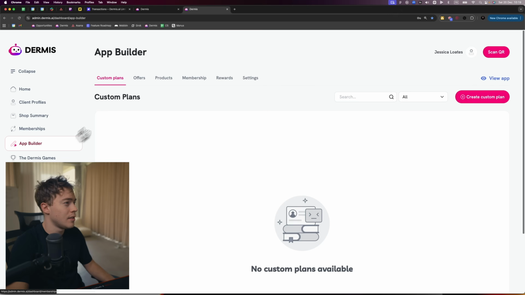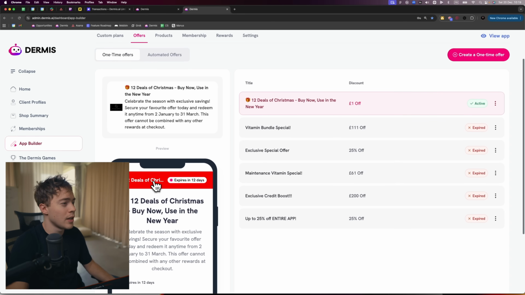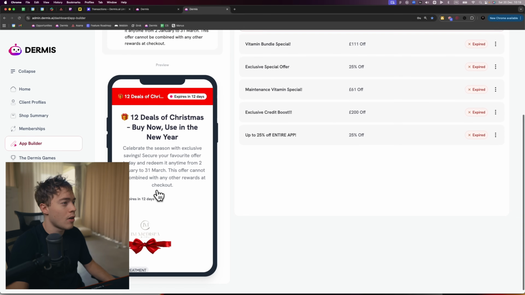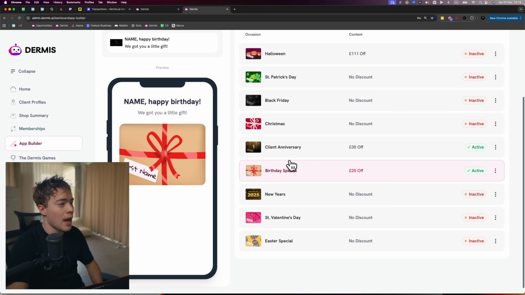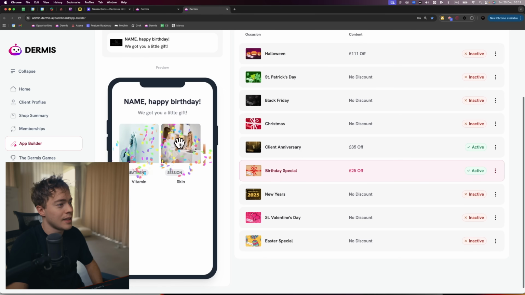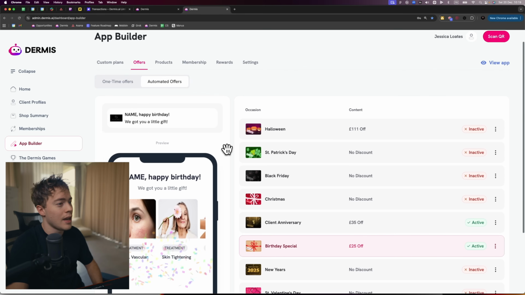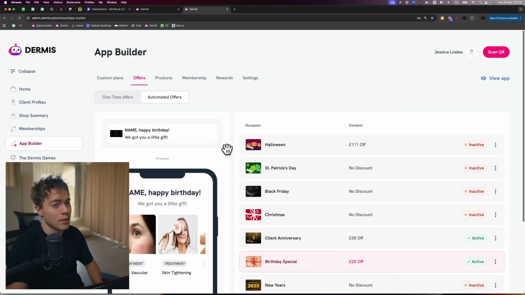So we have these little offers. Like for example, when it's Christmas, you can run an offer on your app where this clinic can discount all of our products. And we have things like these birthday offers that get sent to the client and automatically gives them discounts based on the treatments that they've clicked on the app when they've been browsing.